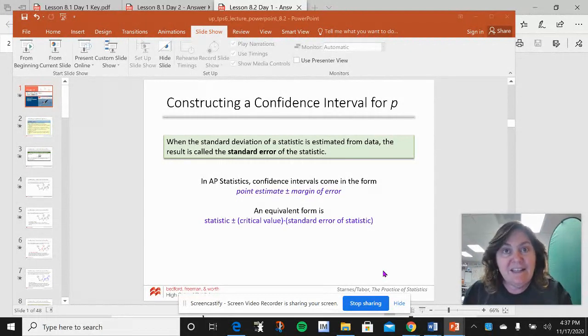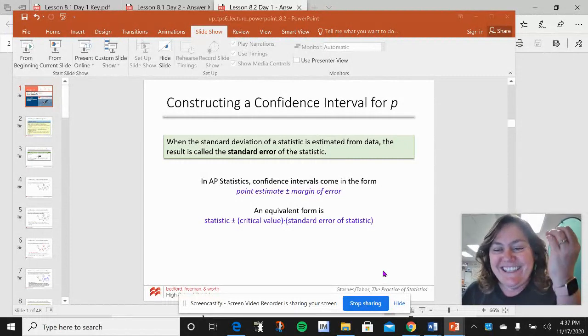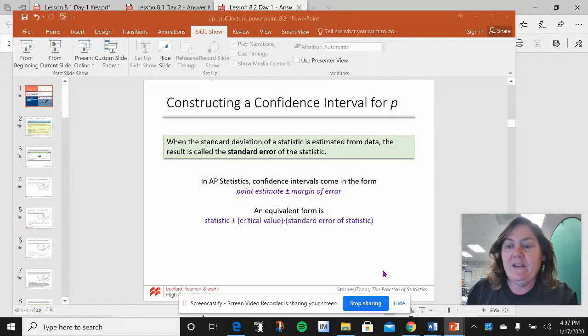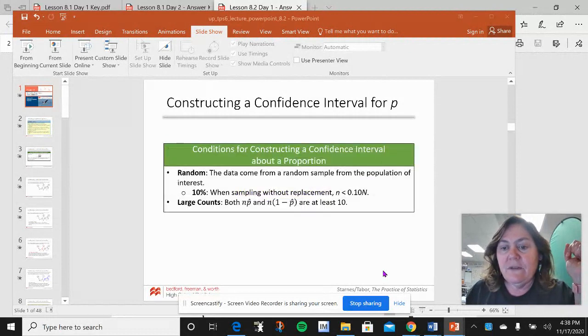And here's another equivalent form that you'll see. It's that statistic, p-hat or x-bar, plus or minus that critical value, which is your Z star. We call it Z star. The Z star is your critical value. And then you multiply that by your standard error, which is that standard deviation formula of the statistic. And that gives you your margin of error. So just remember, you have to check these 3 conditions: random, 10%, large counts.